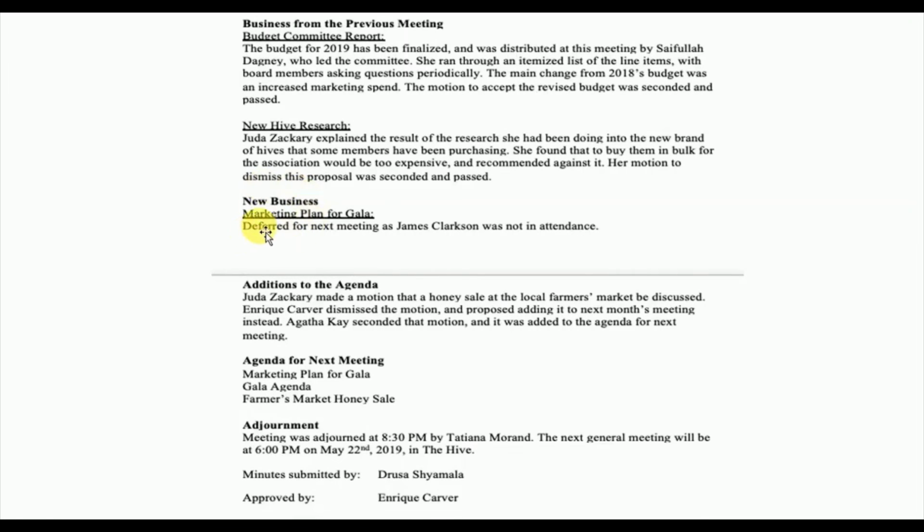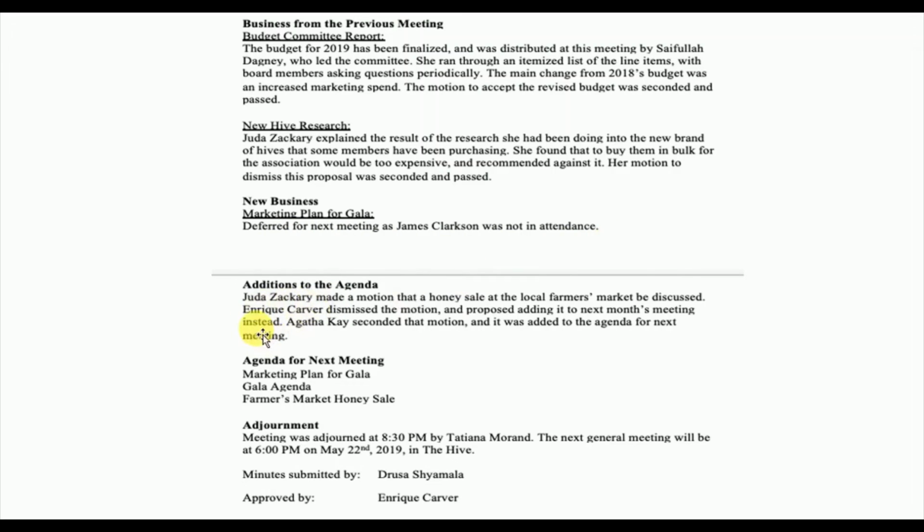Then there's this particular step of new business. Okay, and in this paragraph you have to write down any motions or topics that were raised for the first time at this meeting, and a brief description of what took place and whether they were approved or rejected. Okay, as you can see, marketing plan for gala deferred for next meeting as James Clarkson was not in attendance.